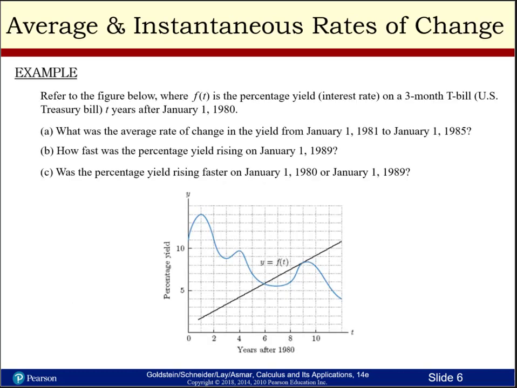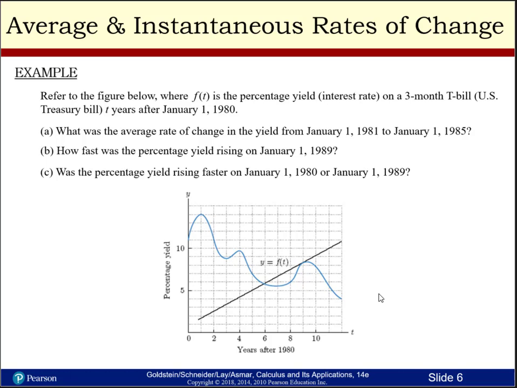All right. Average and instantaneous rate of change. Let's look at a couple of these. We're going to look at this figure below. It's a curvy line from 0 to, looks like 12, where f of t is the percent yield, which is the interest rate on a 3-month T-bill. It's a U.S. Treasury bill, t years after January 1st, 1980. So there's January 1st, 1980 at t equals 0. Here would be at t equal 12, so 92. That would be January 1st, 92 over here on this right-hand end.